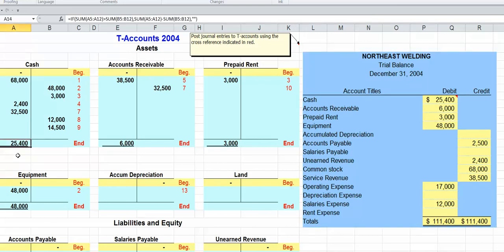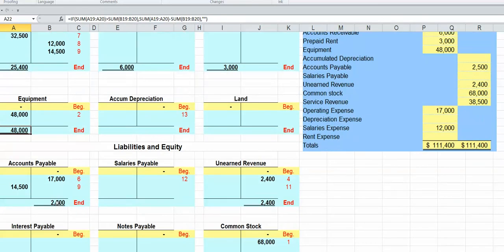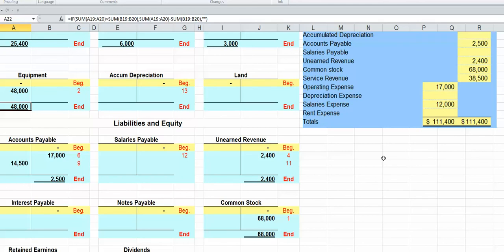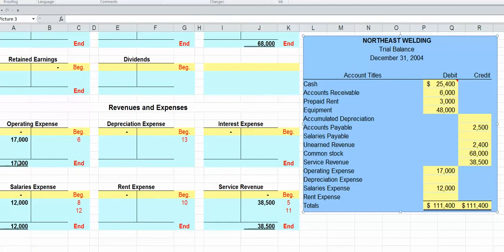Notice we've got $25,400 in cash, $6,000 in accounts receivable, $3,000 in prepaid rent, $48,000 in equipment, $2,500 in accounts payable, $2,400 in unearned revenue, $68,000 in common stock, $17,000 in operating expenses, $12,000 in salaries expenses, and of course $38,500 in service revenue.